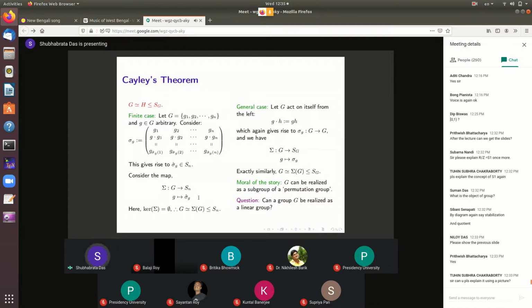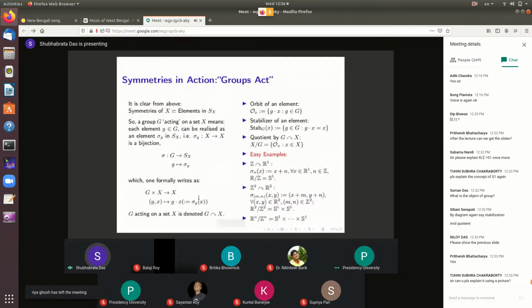Any other question? Or shall I carry on? Someone is asking to show the previous slide. What slide? The slide earlier than this. Oh, okay, this one? Ah, okay, so what about it? I don't know, they're asking. And someone is asking, what is the object of group? I don't know what is the exact meaning of this question. Maybe I will take these questions after I finish. So I think you can start again.